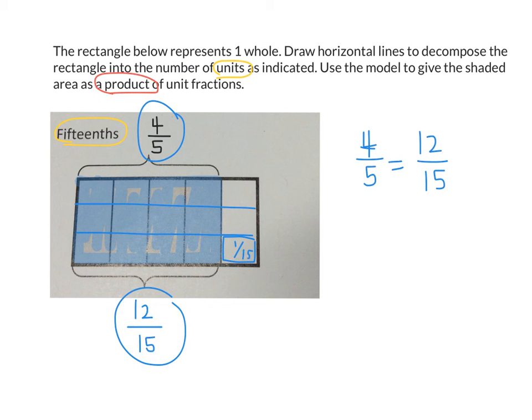But it's asking me to write it as a product. So how can I write 4/5 as a product of unit fractions? It would be 1/15 plus 1/15 plus 1/15 plus 1/15. How many times? Everyone? So how do I write that as a multiplication sentence? Sparsh? 12 times 1/15. Very good.